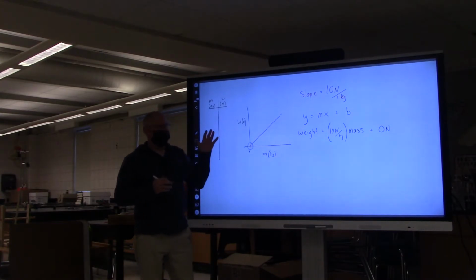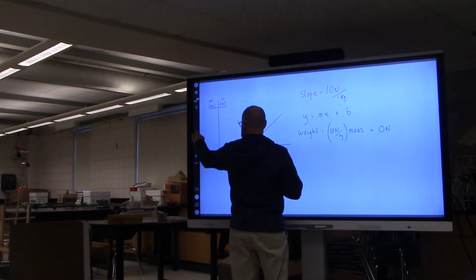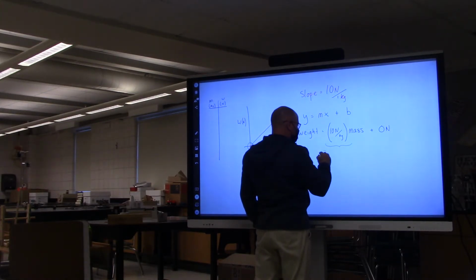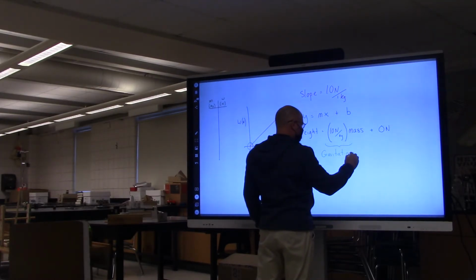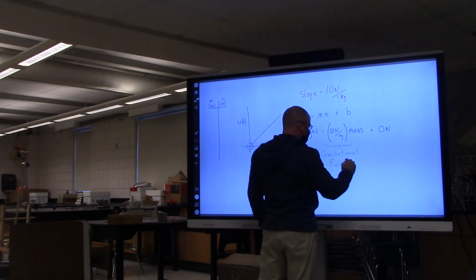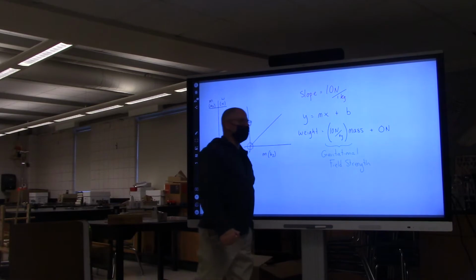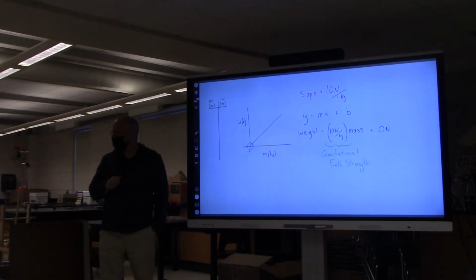So this slope is a fundamental concept, and we have a name for it. This slope, this 10 newtons per kilogram, is called the gravitational field strength. And on the surface of the Earth, it's equal to 10 newtons per kilogram of mass.